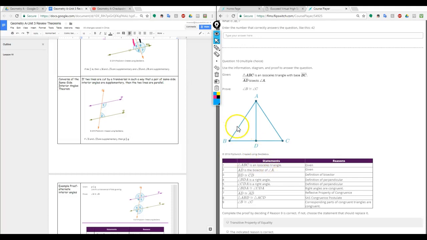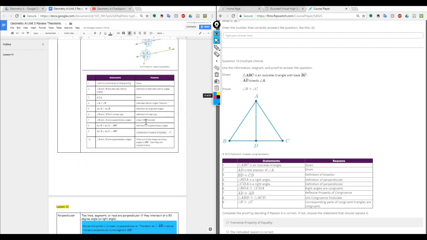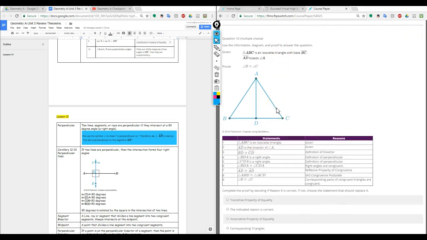Okay, lesson 12, I have the outline up again to use as a reference. And we're starting with question 10. Use the information, diagram, and proof to answer the question. Given triangle ABC is an isosceles triangle with base segment BC. Segment AD bisects angle A. Prove that angle B is congruent to angle C.